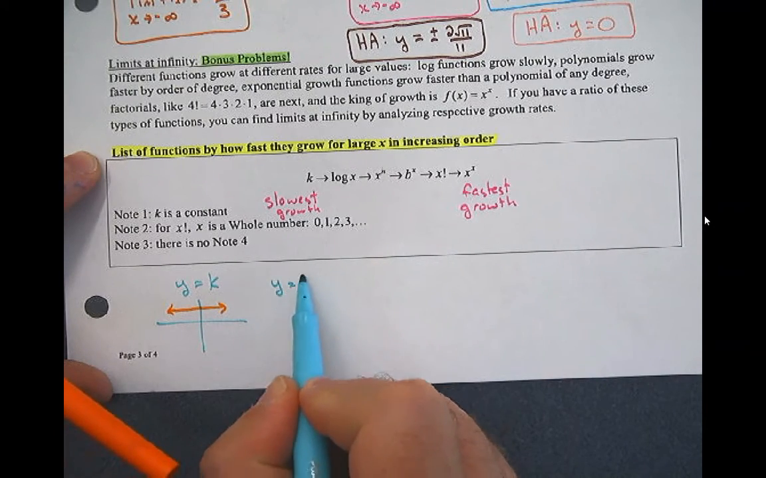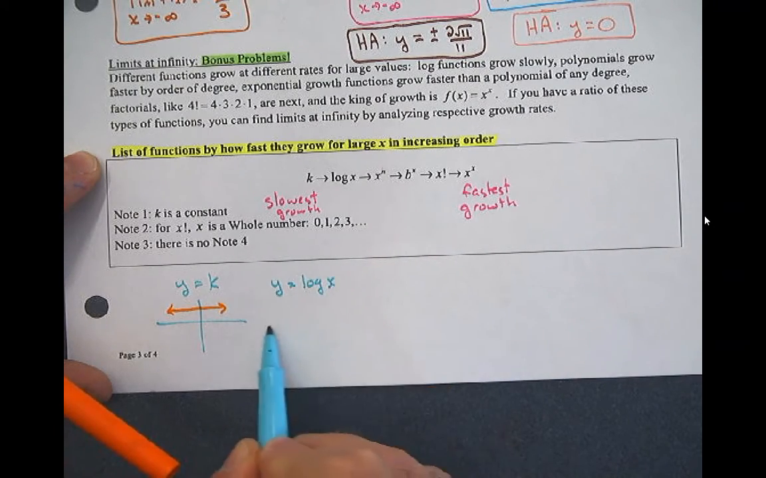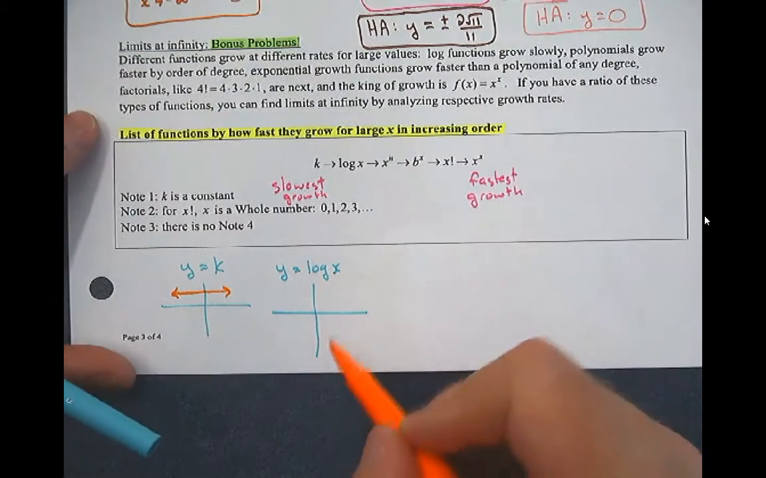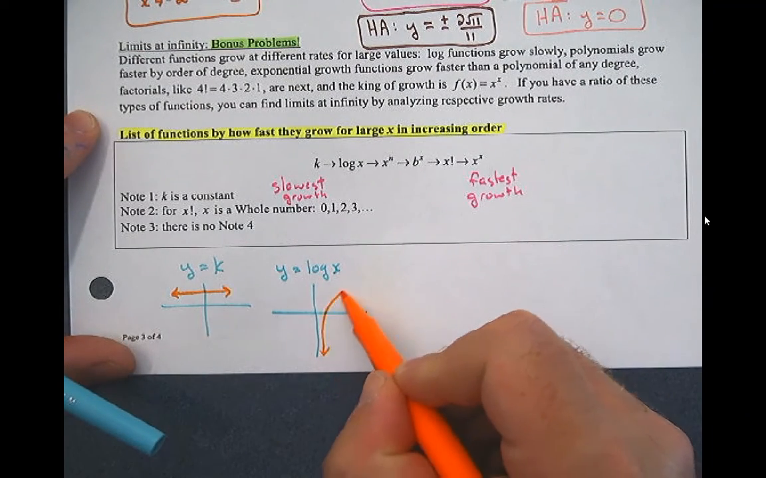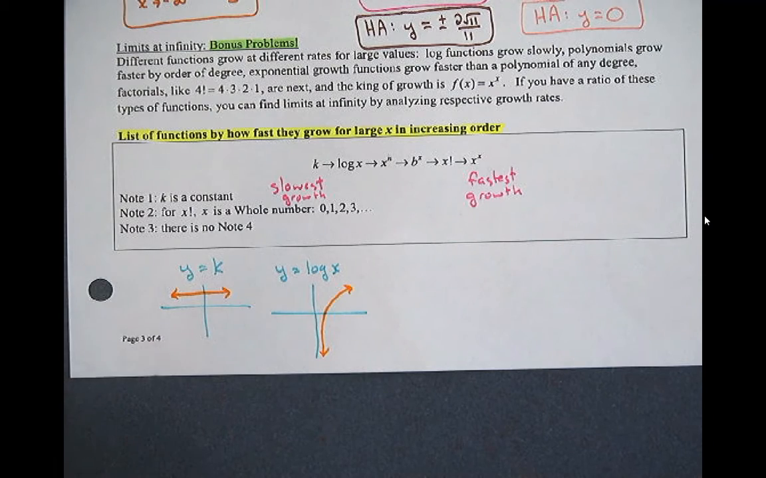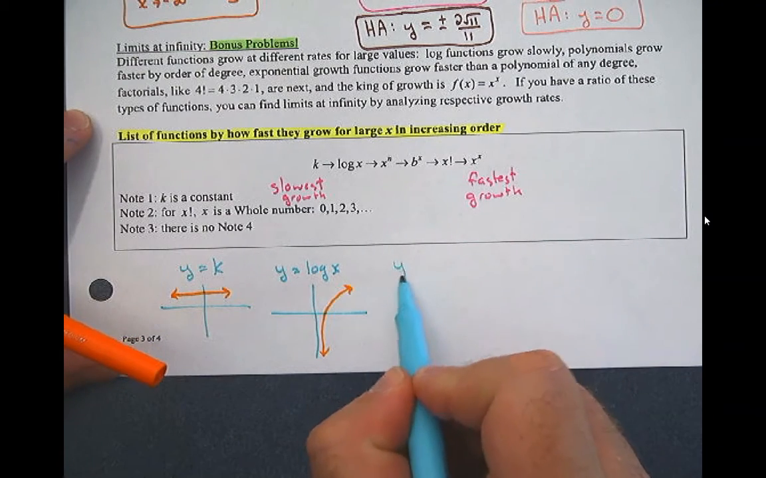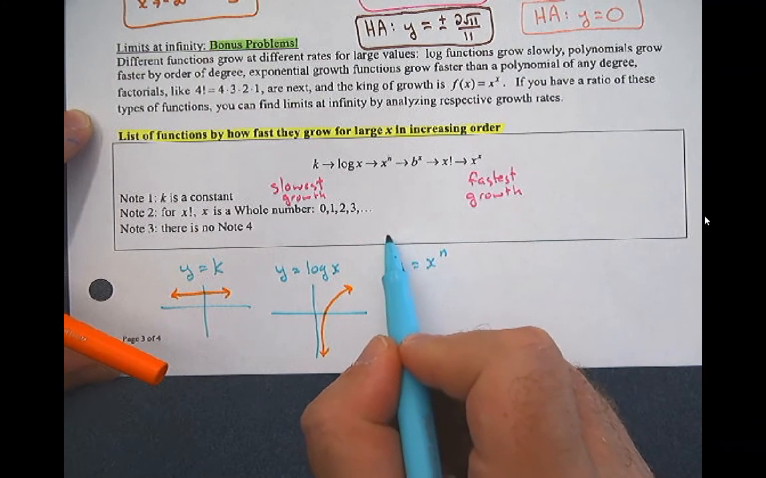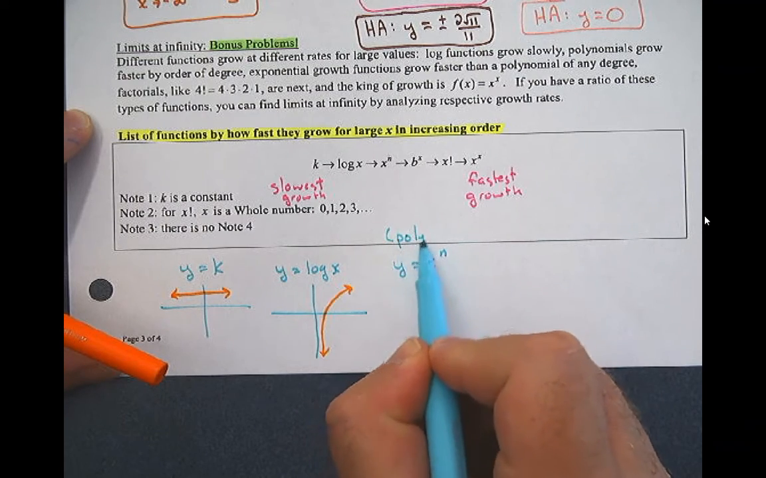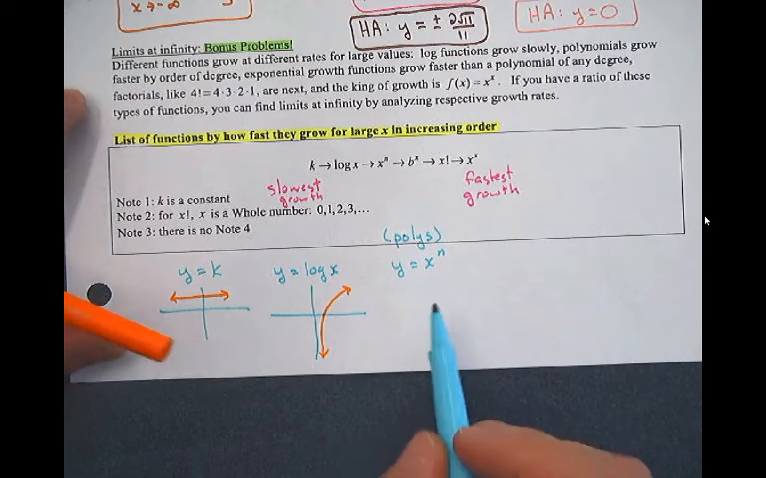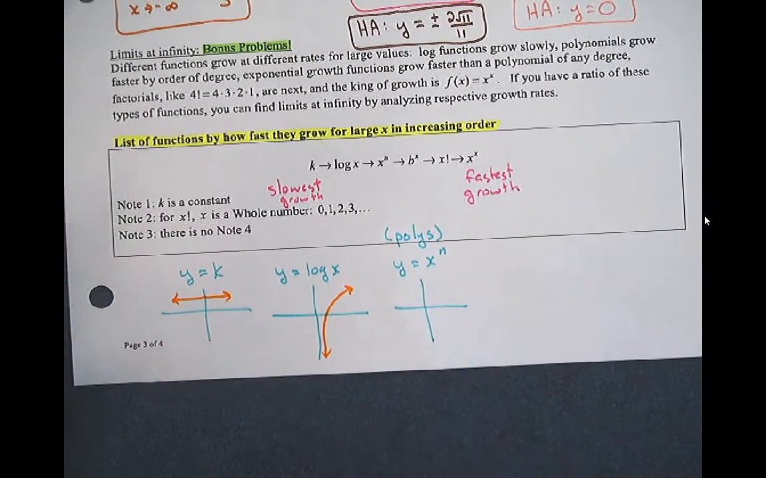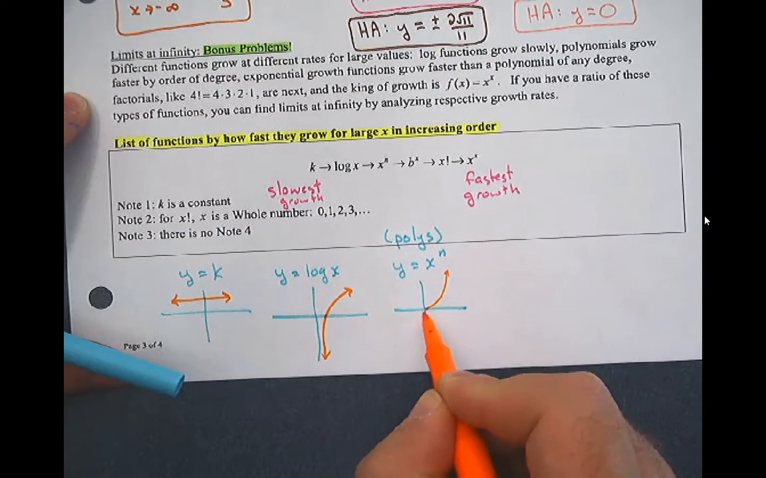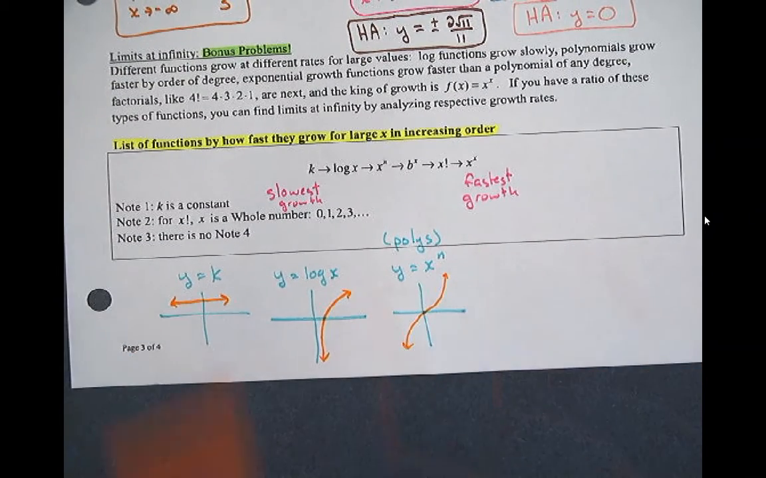Y equals log of x. You should be able to sketch this. Pause it and try to sketch it. Hopefully you drew something like that. There's the graph of log. Y equals x to the n. These are all of your polynomials. Polynomials would be something like x cubed, maybe. I'm going to sketch an x cubed here.